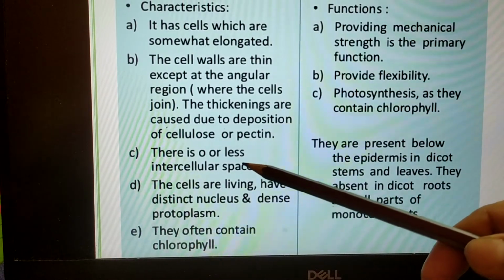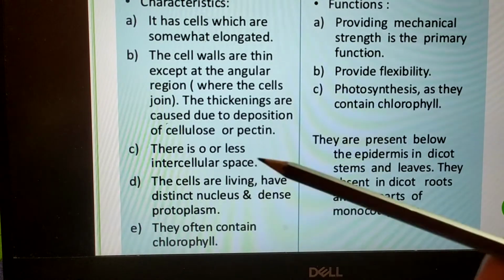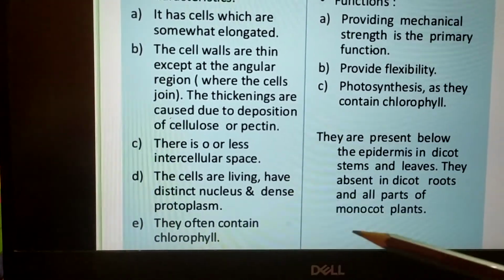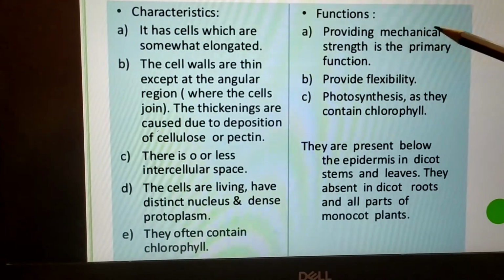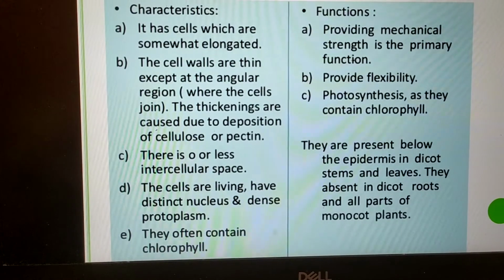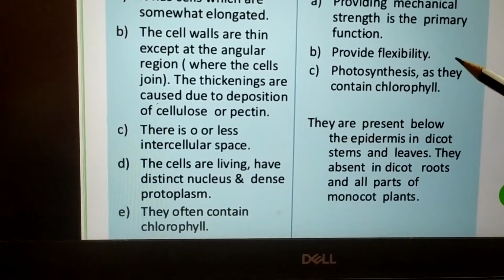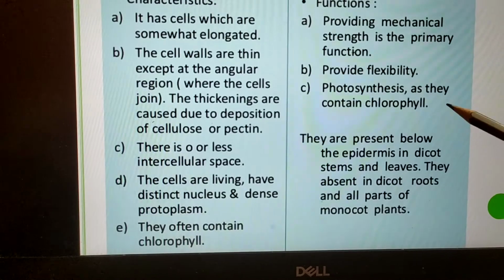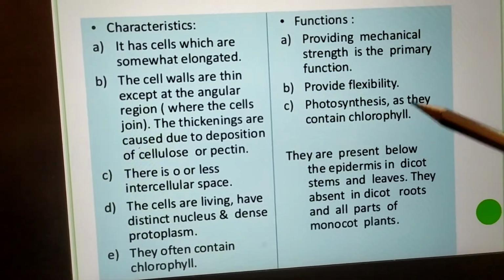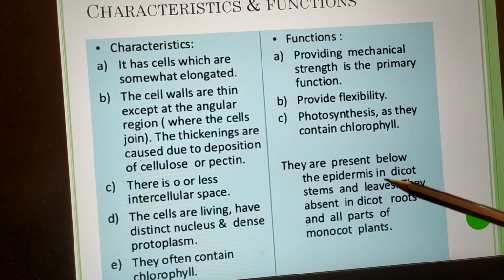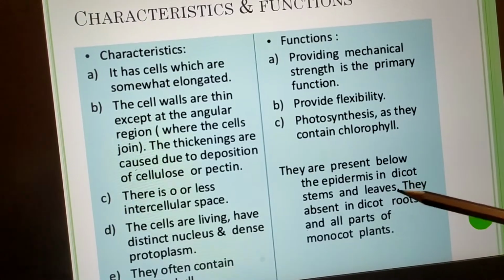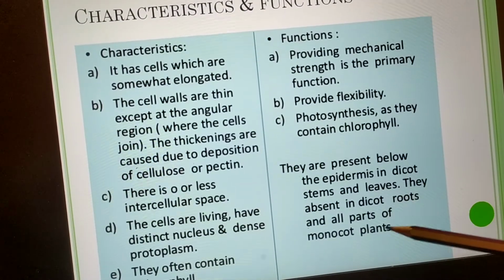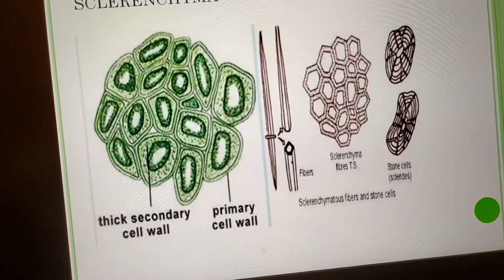There is less intercellular space. The cells are living. They often contain chlorophyll. Now coming to the function, they provide mechanical strength. That's the main primary function. They provide flexibility. They also undergo photosynthesis because of the presence of chlorophyll. They are present below the epidermis in dicot stems and leaves. They are absent in dicot roots and in all parts of monocot plants.